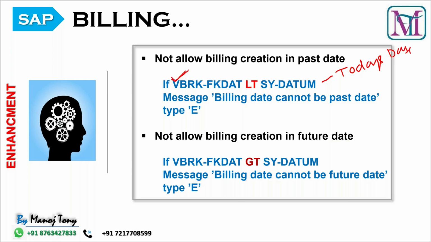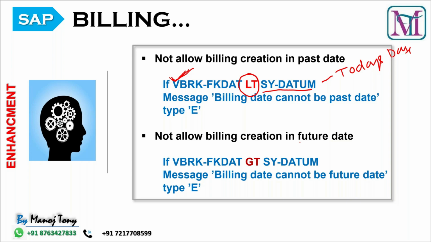So if the billing date is less than today's date, I mean a past date, then the system should give an error message: Billing date cannot be past date. If the billing date is less than today's date, then it is a past date. The system should give the message billing date cannot be past date, and this will be an error message. So this is the logic for past date.